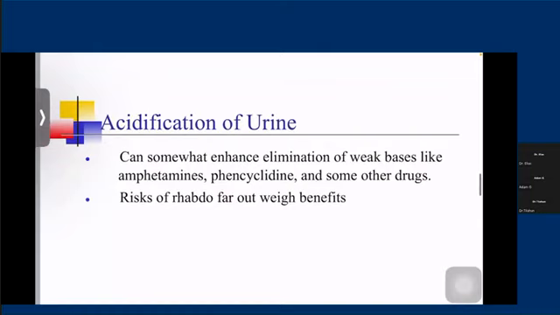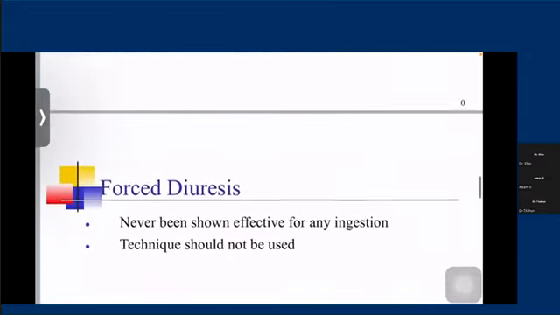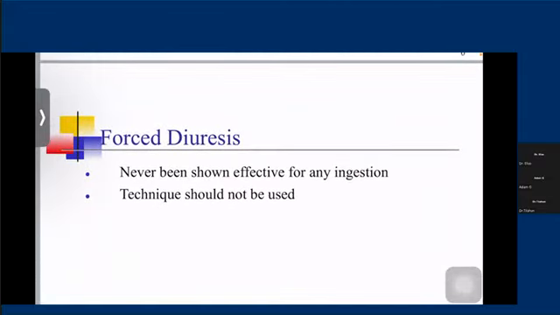Acidification of urine is for weak bases, but the problem is that the risk of acidification usually outweighs the benefits. It is no longer recommended, because the risk of rhabdomyolysis from acidifying the urine is very high. Forced diuresis by giving Lasix is also not recommended. The chance of removing the poisonous agent is very low; rather, the patient can go into shock and acute kidney injury. So forced diuresis is also not advised.